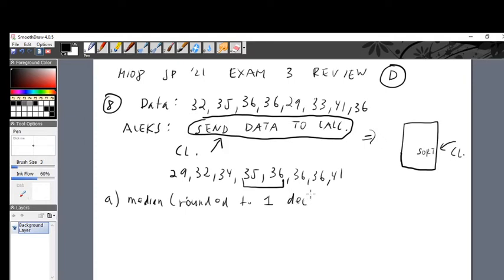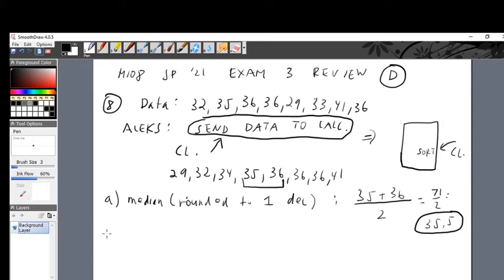What do you do with the middle 2? You add them, 35 plus 36, and divide by 2. When you add the 2 together, you get 71 over 2, which is equal to 35.5. There's nothing else to do. There is your median, and that part of the problem is done.